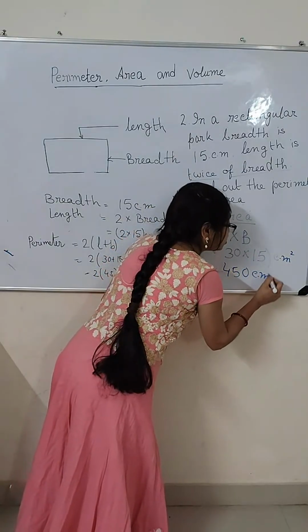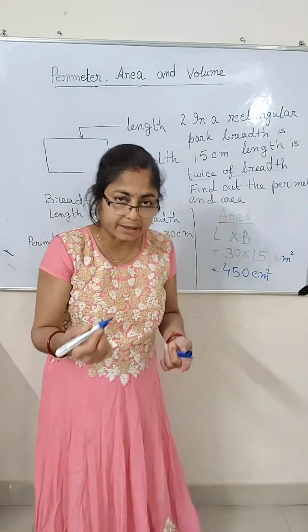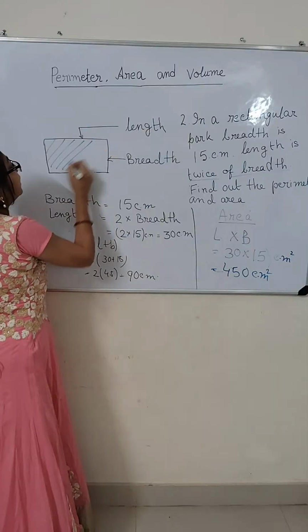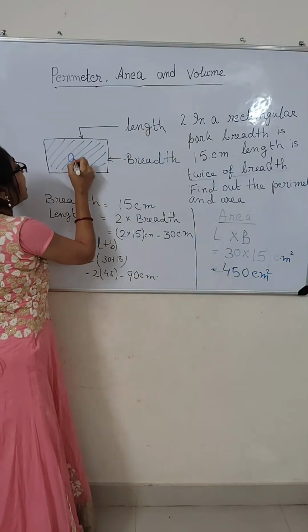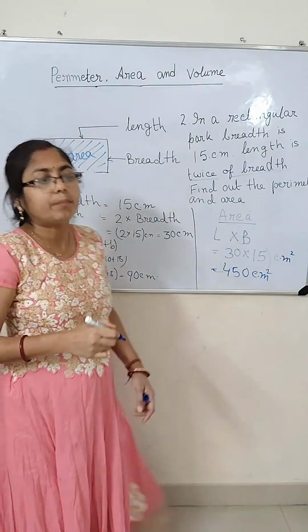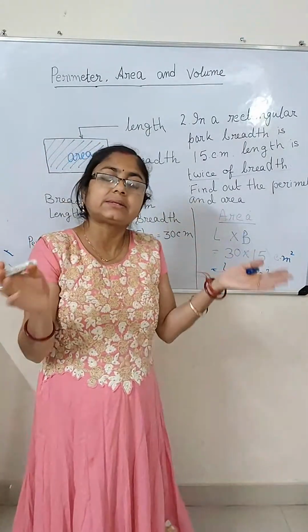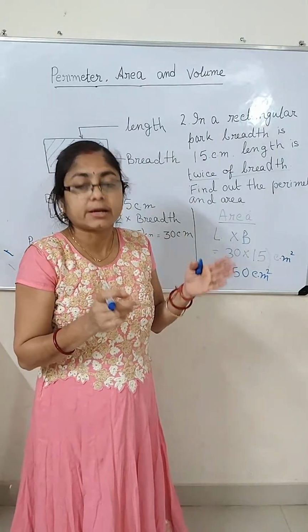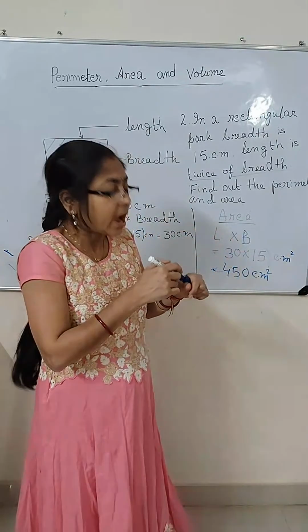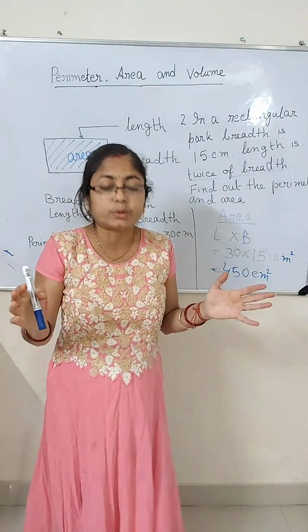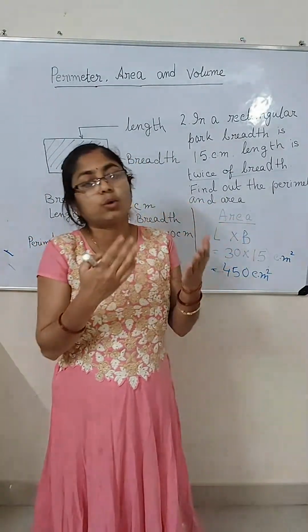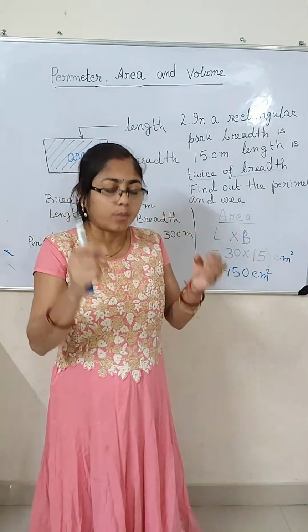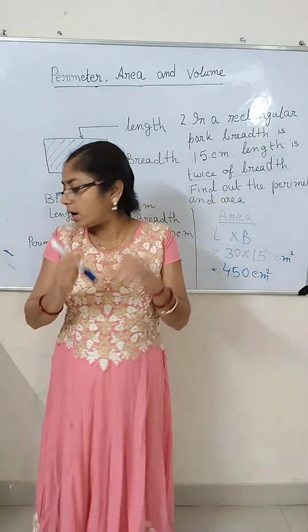And the question is why centimeter square is coming. Area means the inside part, it is called the area. So here you multiply length centimeter and breadth centimeter. Centimeter into centimeter is centimeter square. And one more thing for all students, if it is meter then you write meter square. Don't write centimeter.